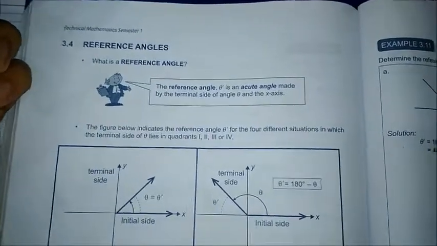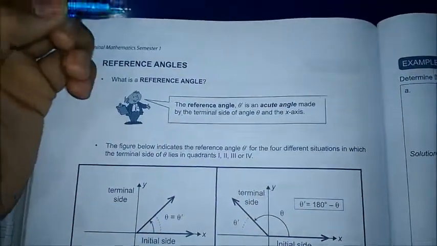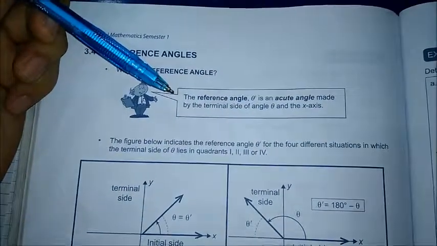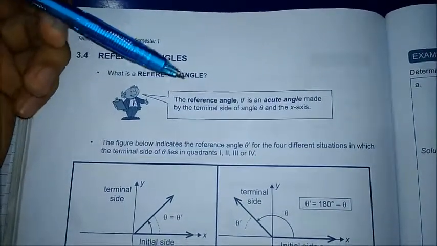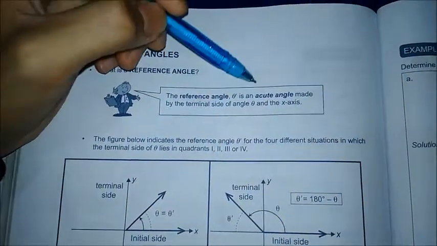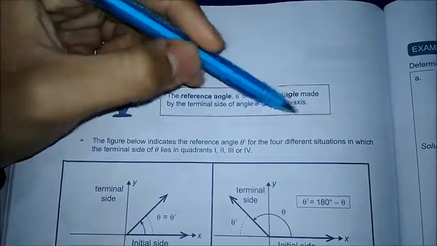A very good evening. My name is Muhammad Jauzi bin Azman, and today I would like to talk about reference angle. What is a reference angle? Well, as you can see right here, the reference angle is an acute angle made by the terminal side of an angle and the x-axis, which means the reference angle should be below 90 degrees, which you can see here is already set. It is an acute angle.